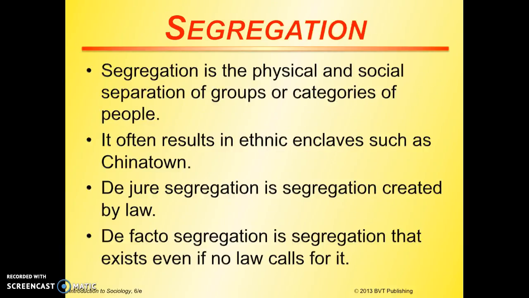Segregation is the physical and social separation of groups or categories of people. It often results in ethnic enclaves such as Chinatown. De jure segregation is segregation created by law. De facto segregation is segregation that exists even if no law calls for it. So right now we can see a lot of de facto segregation in cities that are segregated by geographical lines. We will watch a video that will explore why this has happened because of the gatekeeping mechanisms that have been set in place by law and by our government that allow some people to purchase property and land in some areas, as well as give them incentives to do so, while they deny access to that for other groups.